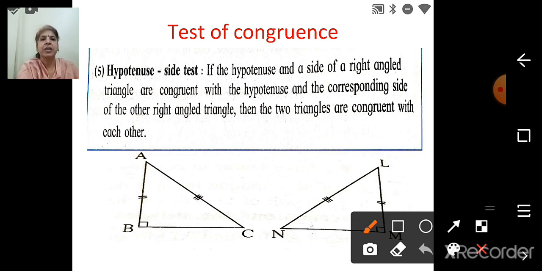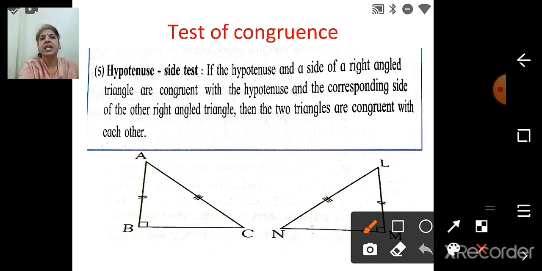So what is the hypotenuse side test? If the hypotenuse and a side of a right angled triangle are congruent with the hypotenuse and the corresponding side of the other right angled triangle, then the two triangles are congruent with each other.